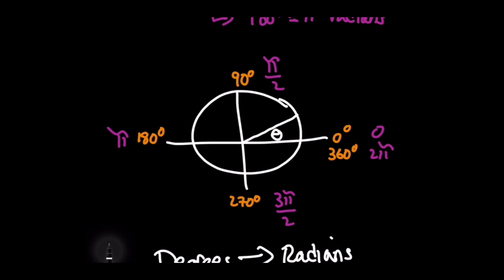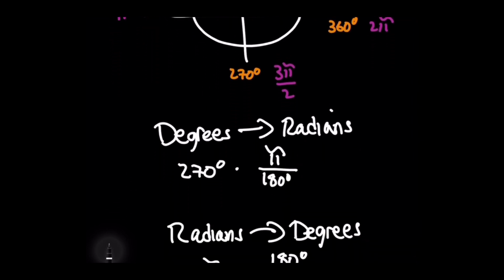Now, the 180 and the 360 might be a little bit more clear to you because we talked about it above. But for 90 degrees and 270 respectively, how did I get pi over 2 or 3 pi over 2? Let's talk about that conversion because that's why you came to this video. So we know that 360 degrees is the same as 2 pi radians, or simplified when dividing by 2, 180 degrees is the same as pi radians.